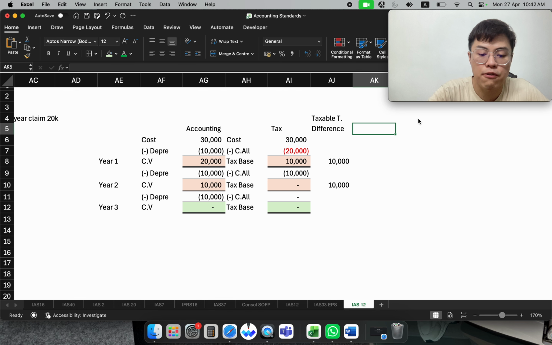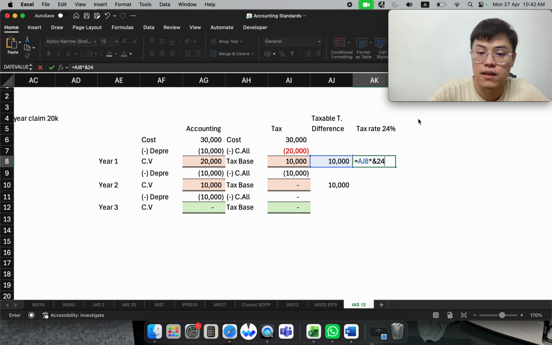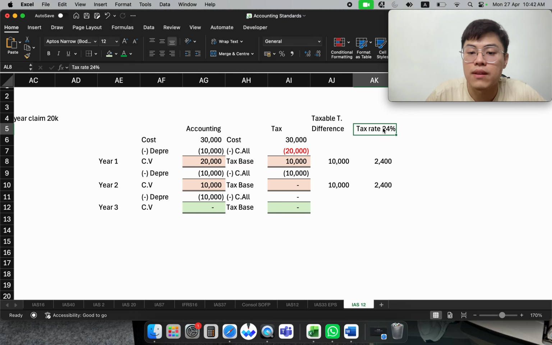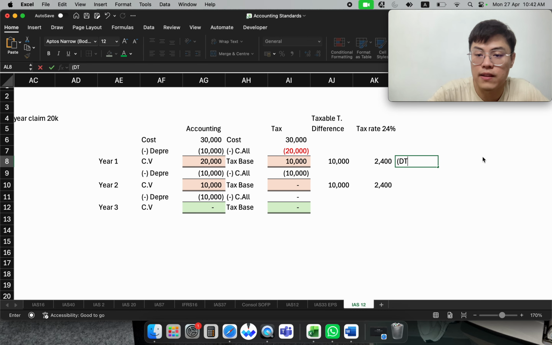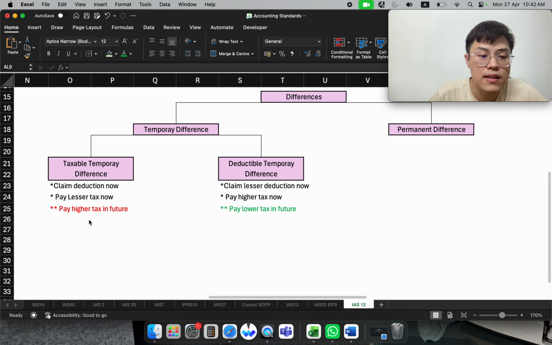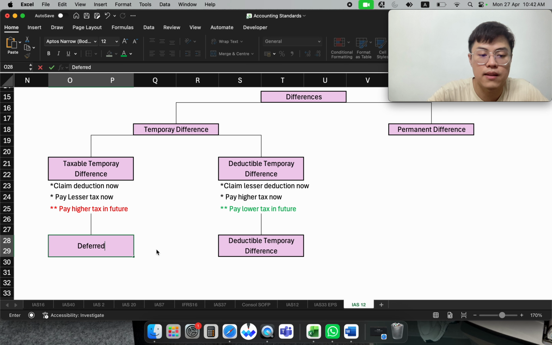So you will need to apply the tax rate, for example 24%, times 24%. And this is your so-called deferred tax liability. So let me draw the chart in here. When you recognize it in this part, you know you have a temporary difference. The next thing is you multiply by the tax rate, and you will get deferred tax liability, and here is deferred tax asset.